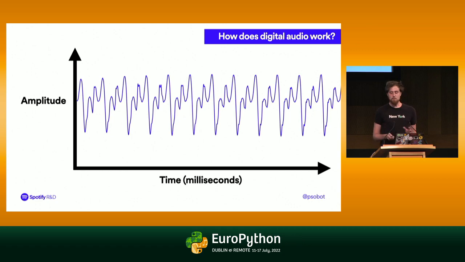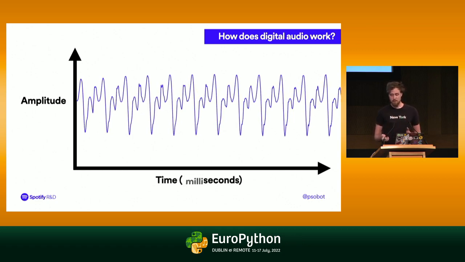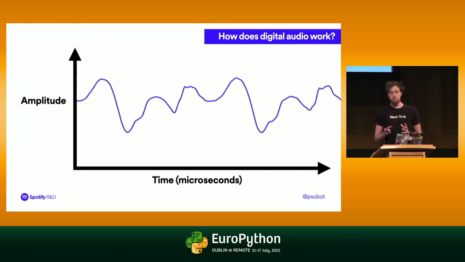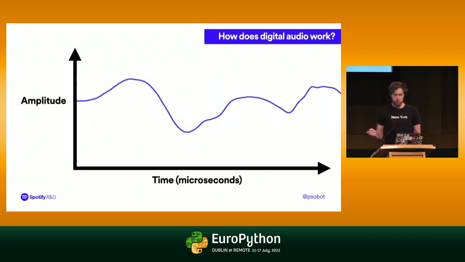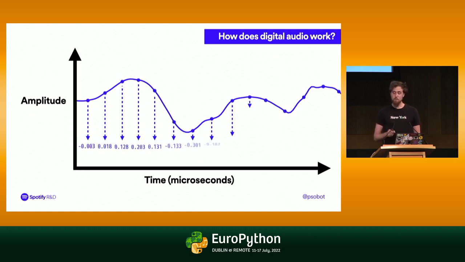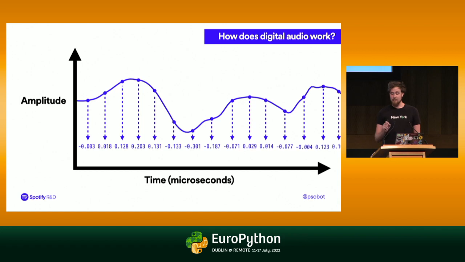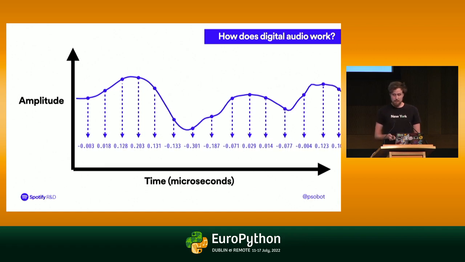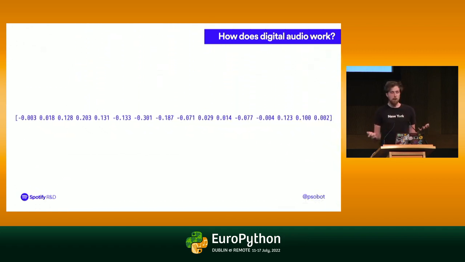But let's keep going even deeper. We're still only looking at the milliseconds level. Let's go from milliseconds down to microseconds, where we'll be able to see the actual samples. So now that we're super zoomed in, the actual samples look like little points along this graph. And we can measure, again, every single point at the microseconds level. And this gives us our representation of the audio.